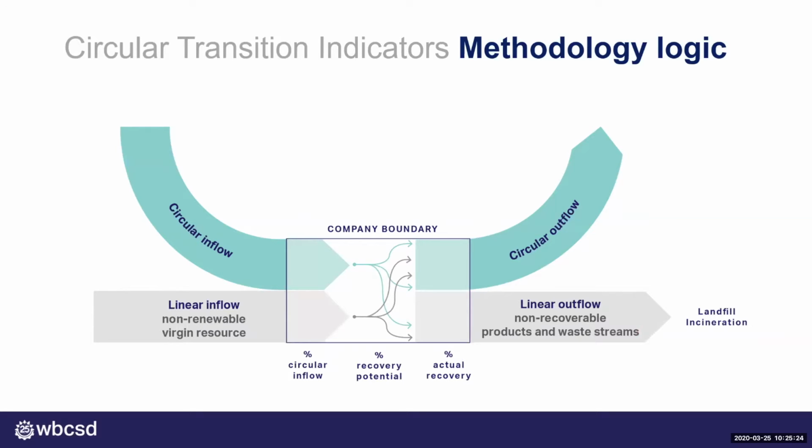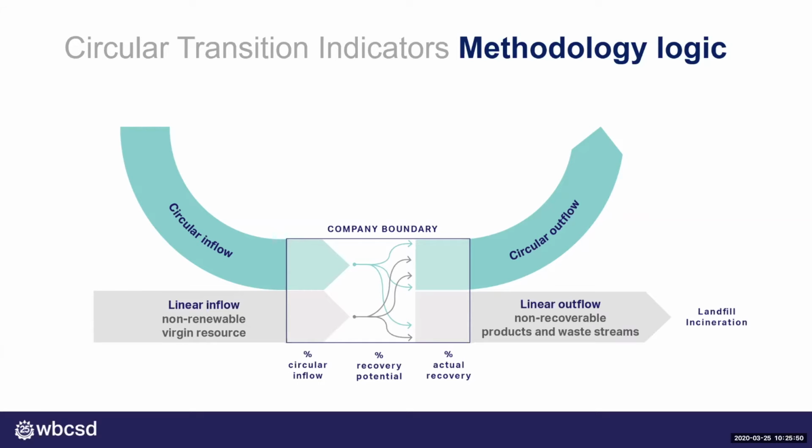For the development of the CTI methodology, however, the working group chose to look at what is in full control of a company. That is why the framework focuses on materials that flow within the company boundaries. The CTI was built for circular performance assessment at different levels, for example, a company level, a business unit level, or a production facility level.